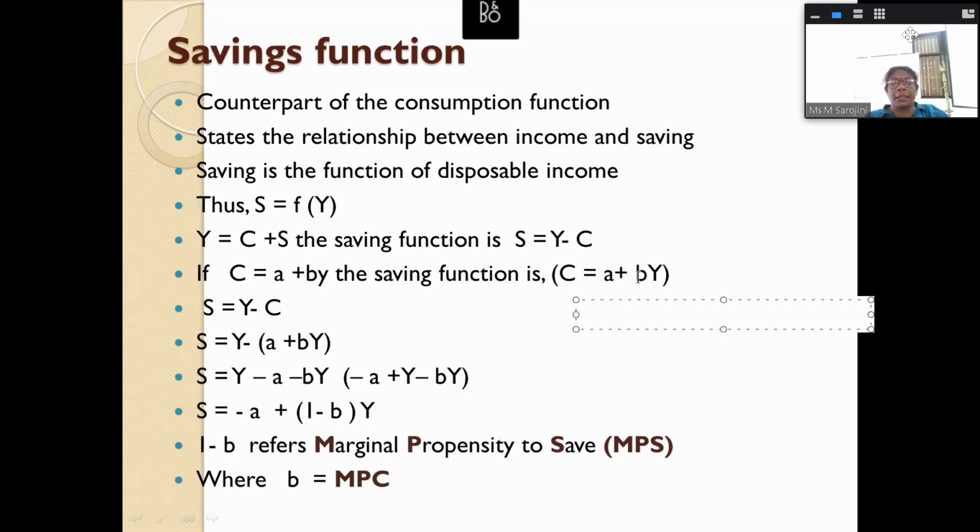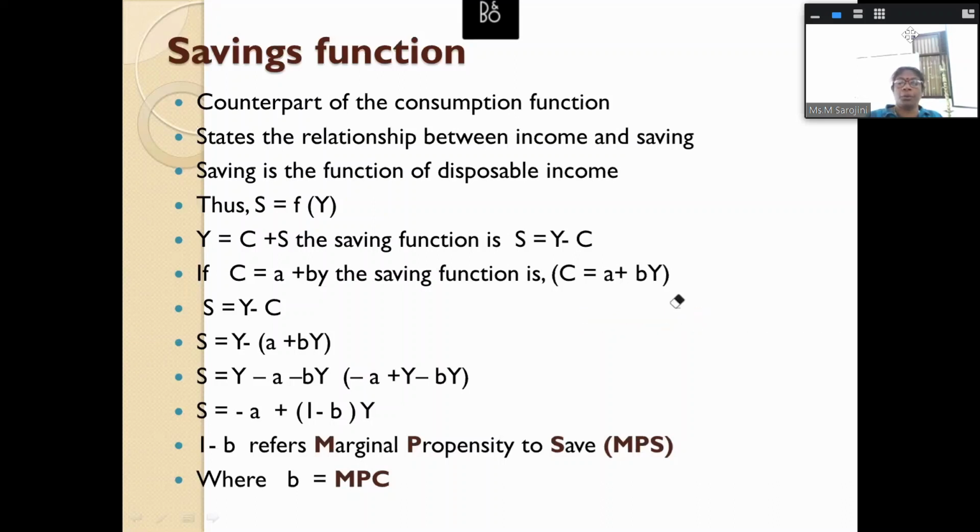Here from this consumption function, you can directly derive S is equal to minus a, just put minus a instead of a, plus 1 minus b into y. I'll explain why 1 minus b. Directly you can take this one as well.